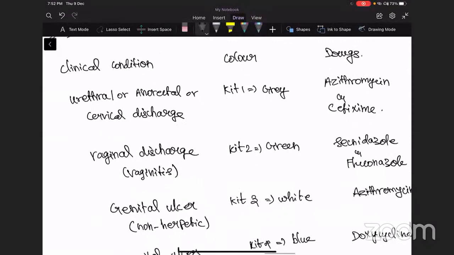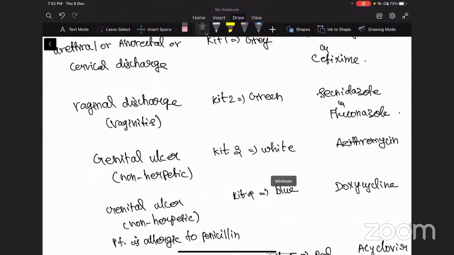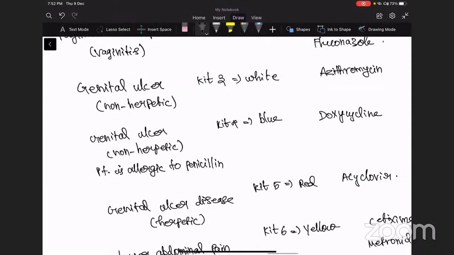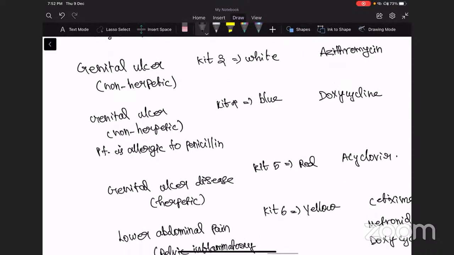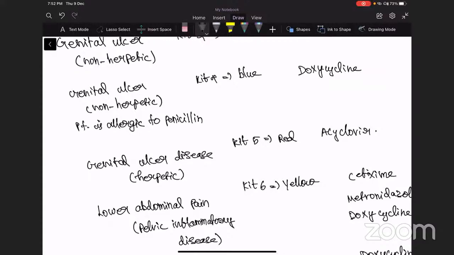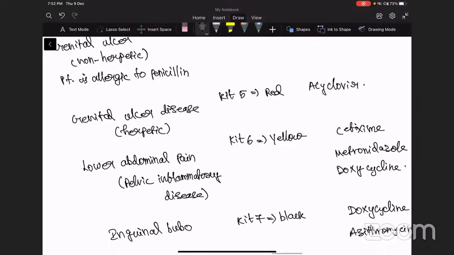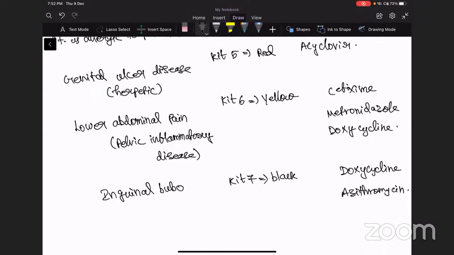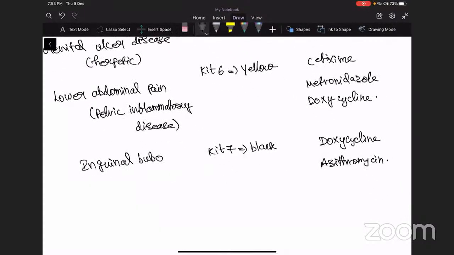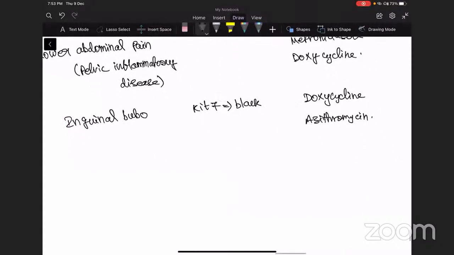Kit 1, gray, urethral, anorectal, cervical discharge. Kit 2, green, vaginal discharge. Kit 3, white, genital ulcer, non-herpetic. Kit 4, genital ulcer, non-herpetic, but the patient is allergic to penicillin. Kit 5, red, genital ulcer disease, herpetic. Kit 6, yellow, lower abdominal pain, pelvic inflammatory disease. Kit 7, black, inguinal bubo. This is with the color coded STD kits.